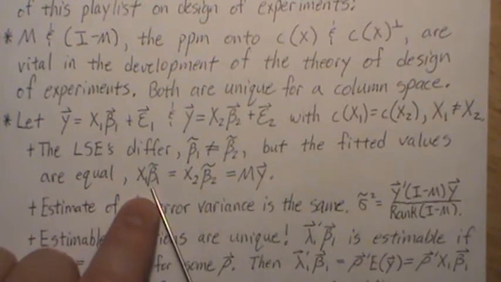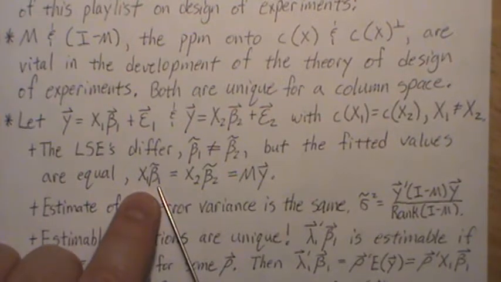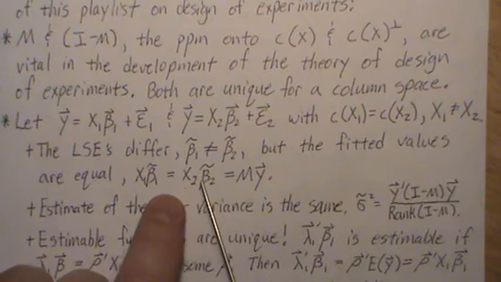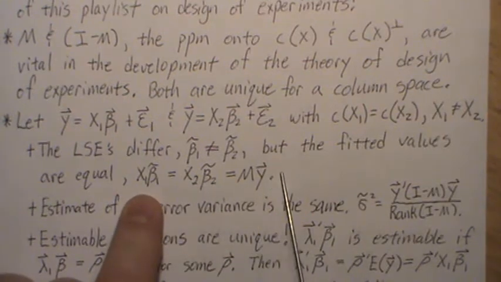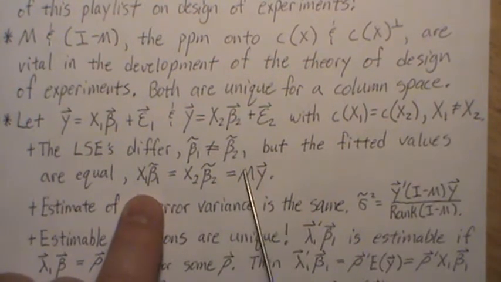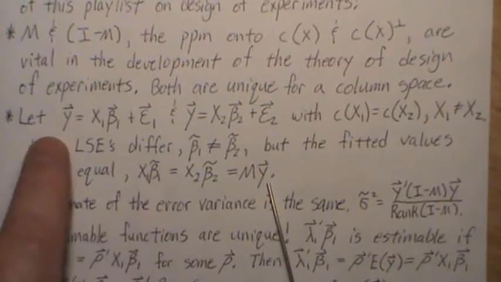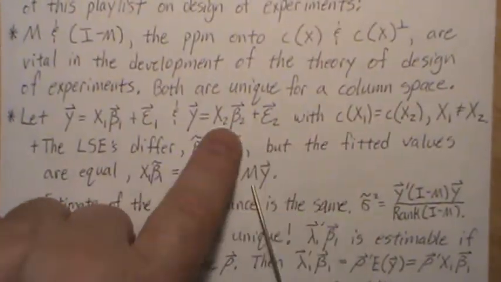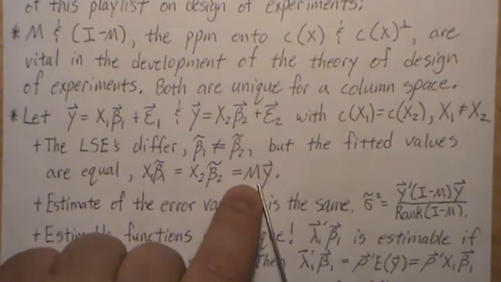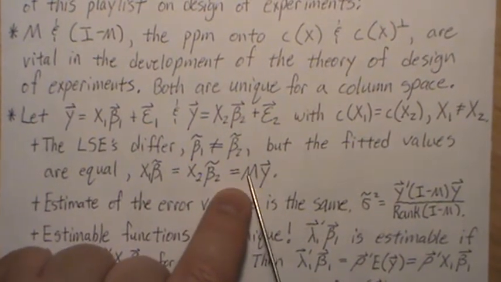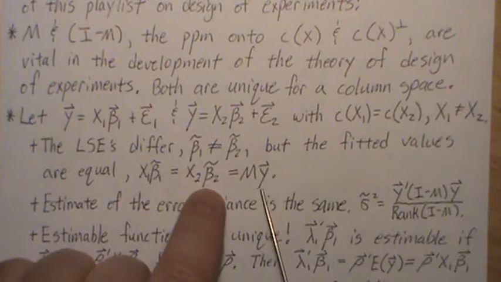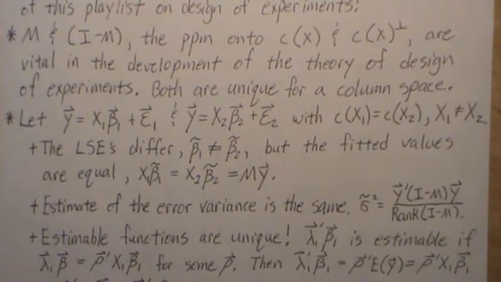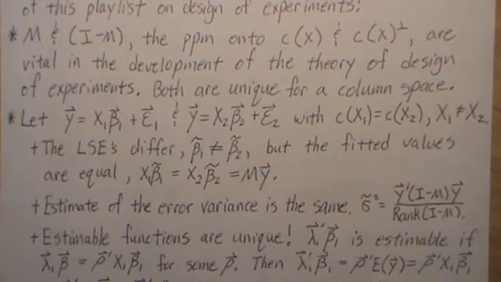So this is the fitted model, x1 times the least squares estimate for beta 1, x2 times the least squares estimate for beta 2. They're equal because we've shown that it has to equal My. And y is the same in both models, and the column spaces are the same, so the perpendicular projection matrix onto the column space is M. This is unique. So this has to happen, and this has to happen, so that implies that those two are equal. So the fitted models are 100% unique.